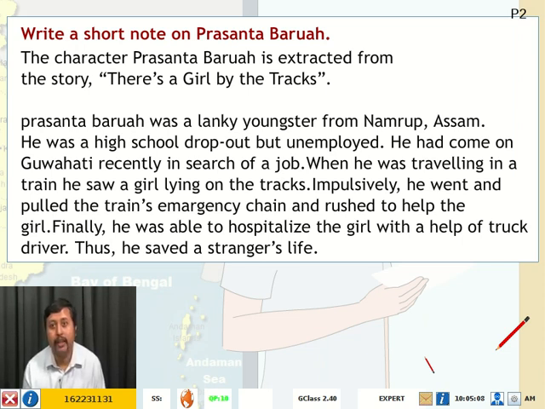Prasanta Borua was a lanky youngster from Namrup, Assam. He was a high school dropout but unemployed. He had come on Guwahati recently in search of a job. When he was traveling in a train, he saw a girl lying on the tracks. Impulsively, he went and pulled the train's emergency chain and rushed to help the girl. Finally, he was able to hospitalize the girl with the help of a truck driver. Thus, he saved a stranger's life.